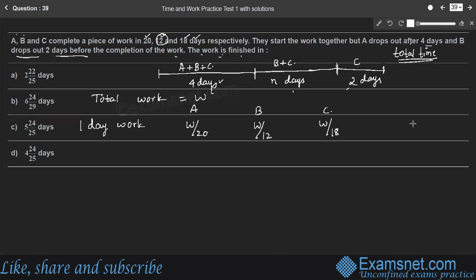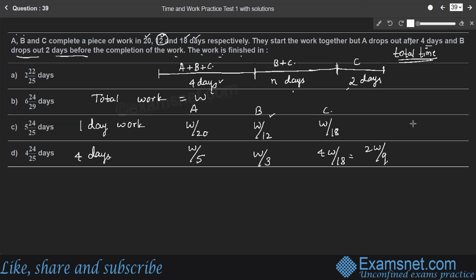But A, B, C work for 4 days together. Each one's 4 days work: for A it becomes 4 into W by 20, which is W by 5. Then 4 into W by 12 becomes W by 3. And C works for the first 4 days as well, so C's 4 days work is 4W by 18, which becomes 2W by 9.